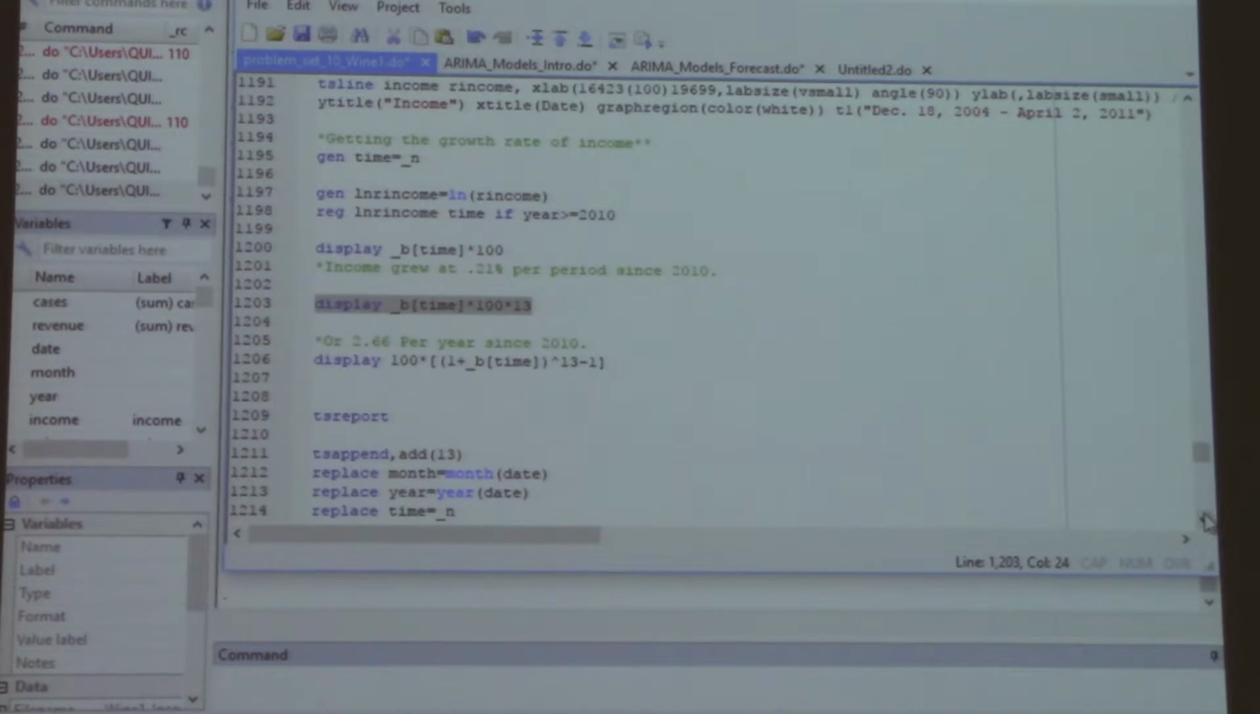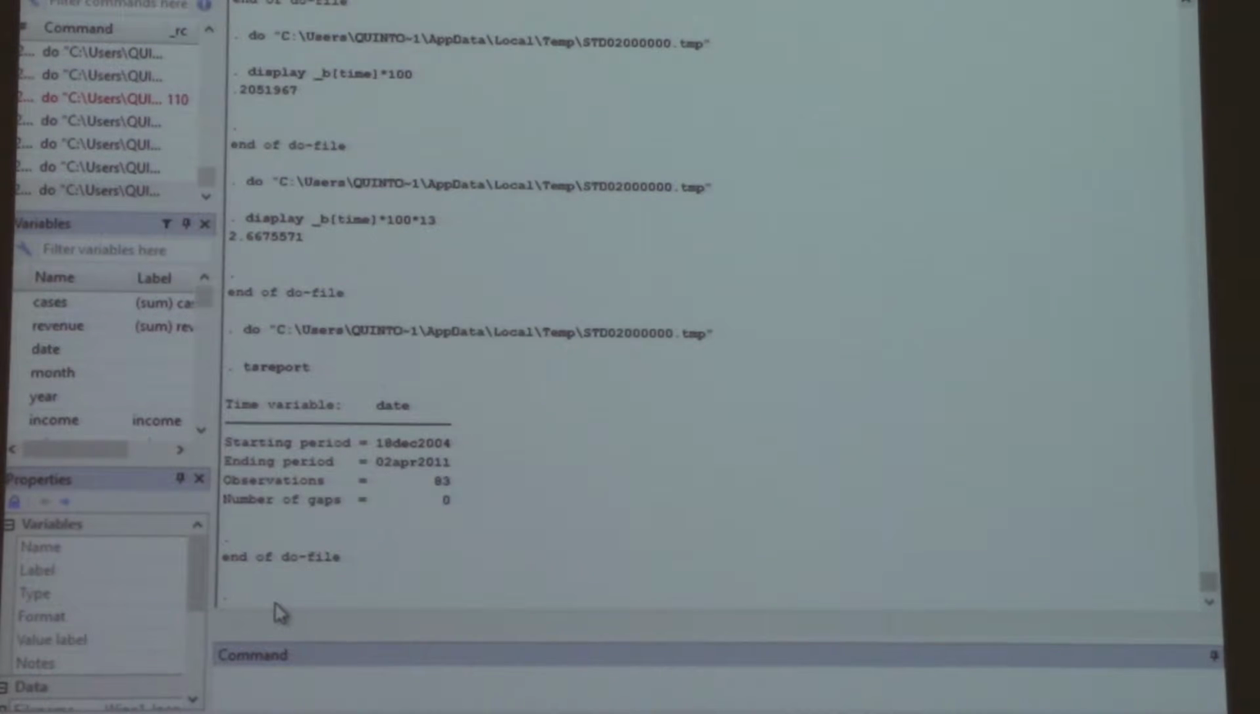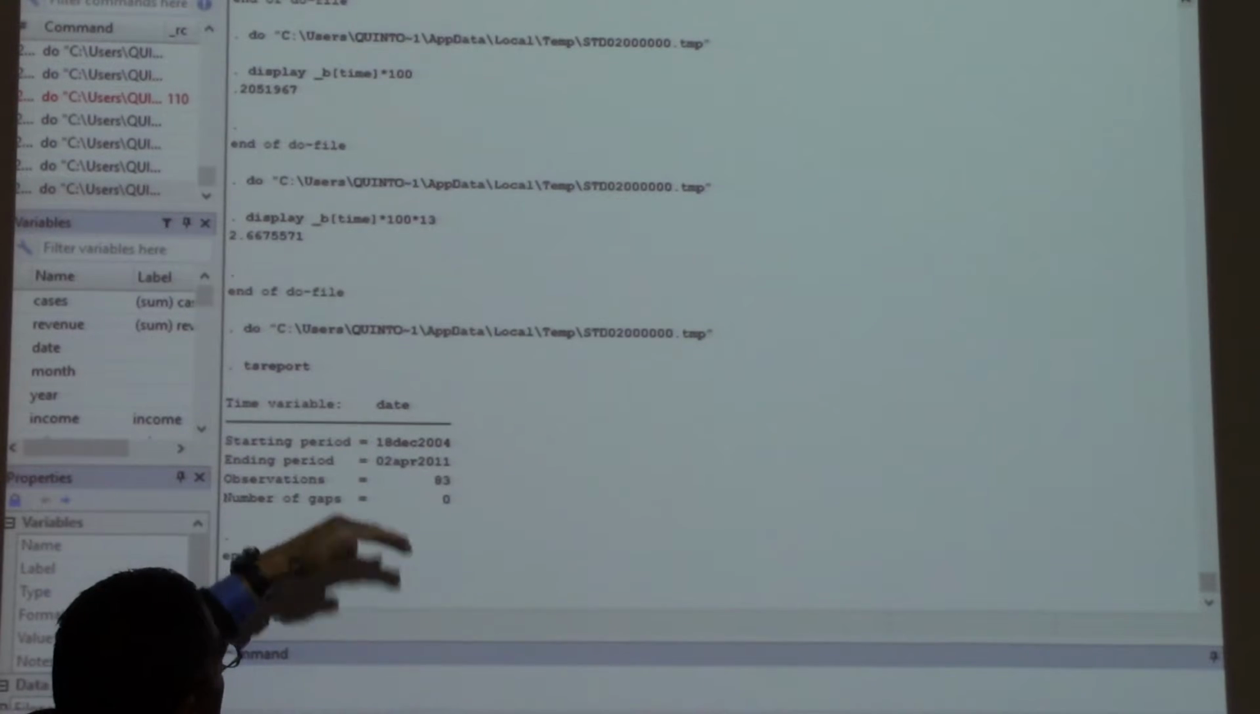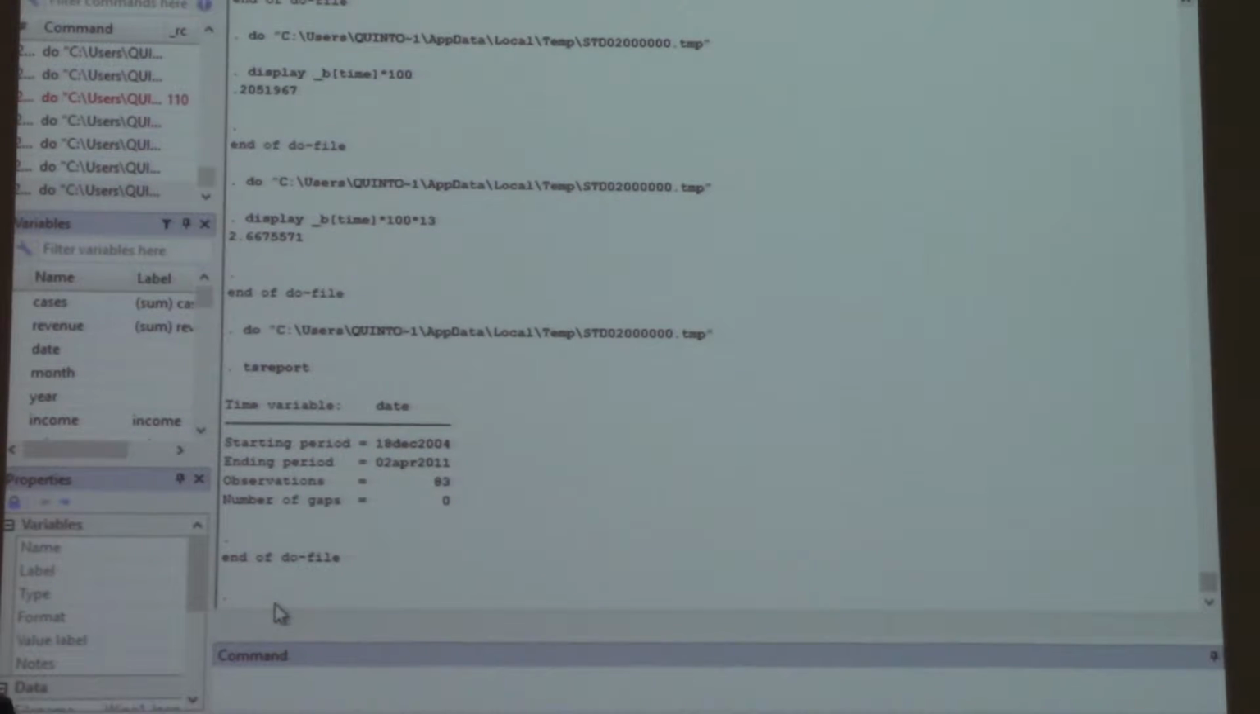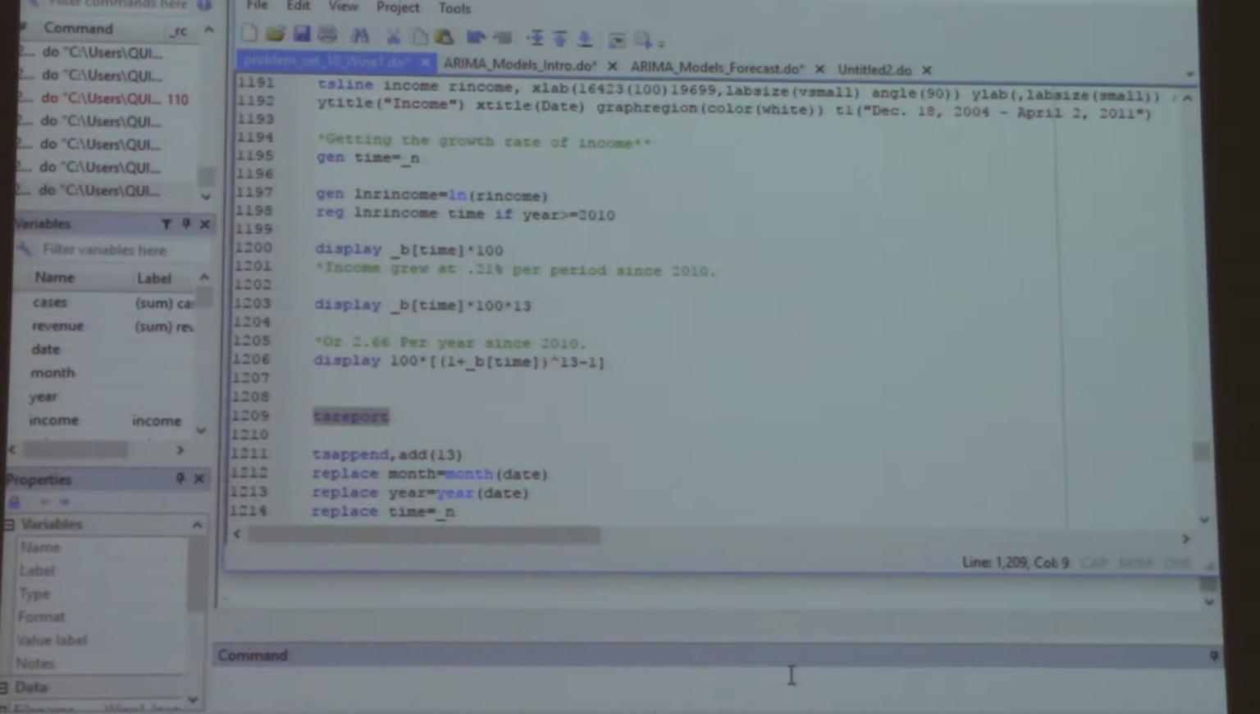Okay, so we can do that. So TS report. We already know this from when we time set the data. We've got 83 periods, with data going from December 2004 to April 2008. We want to add some periods to the data set. So we're going to use TS append, and we are going to add a full year, which is 13 periods.